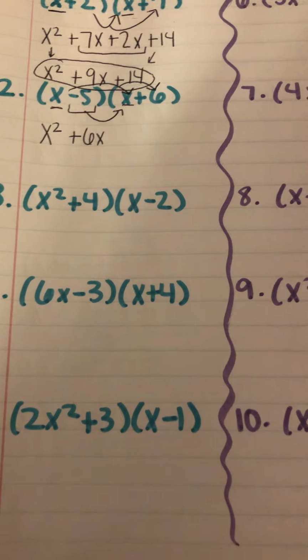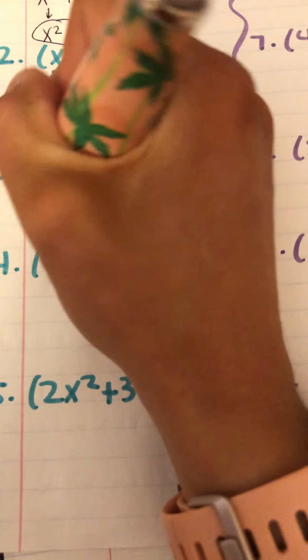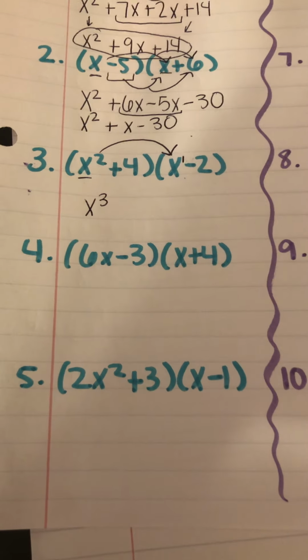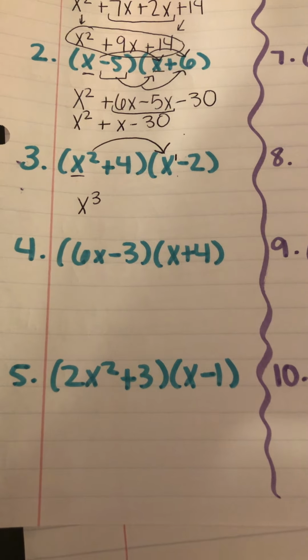Number 3, I have x squared plus 4 times the quantity x minus 2. I'm going to take my x squared, and I'm going to distribute that twice. So x squared times x. Remember, this is really x to the first power, right? Same bases, so I can add my exponents. So x squared times x is going to give me x to the third power. And then x squared times negative 2 is going to give me negative 2x squared. Remember, that sign has to stay with that 2. Otherwise, you're going to get the wrong answer.